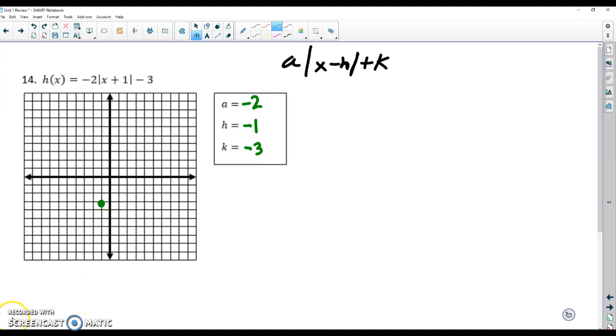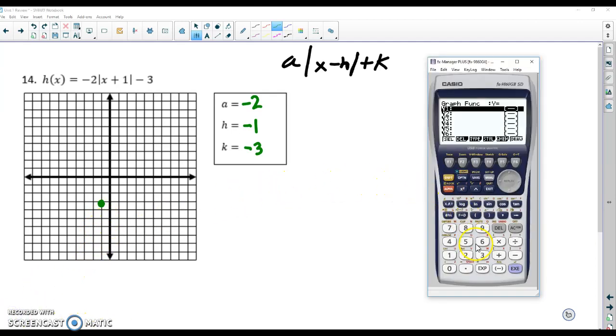So I'm going to head over to the calculator and I'm going to type in the equation. So it's -2. Now to access the absolute value, we would hit Option F5 and then F1. So then we type in x plus 1, get out of the absolute value, and then hit -3. So we should see a V shape headed downward, and there it is.